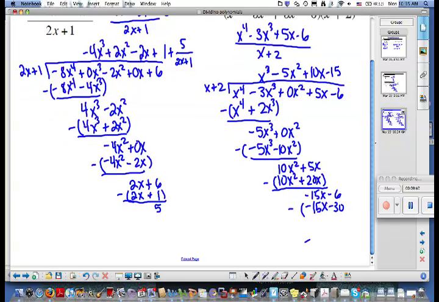When we subtract, 15x cancels. Negative 6 minus a negative 30 is plus 24. So that'll be plus 24 divided by x plus 2. And that is long division with polynomials.